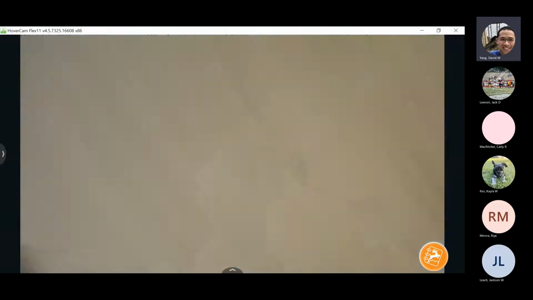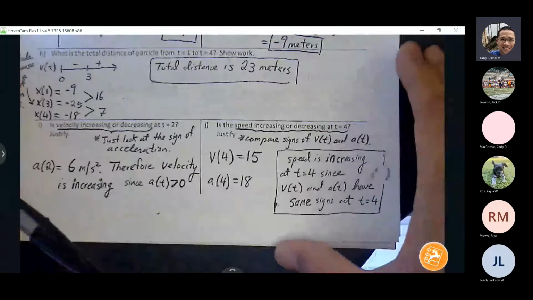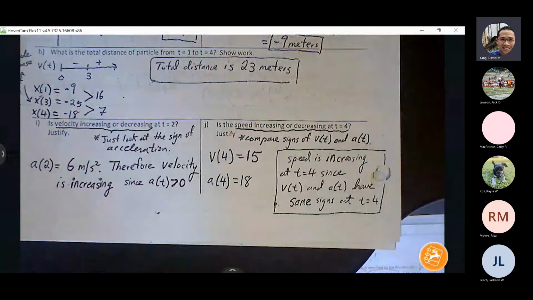So we find velocity at 4, which is 15. We find the acceleration at 4, which is 18. They're both the same signs. So therefore, we can conclude that speed is increasing since velocity and acceleration have the same signs.